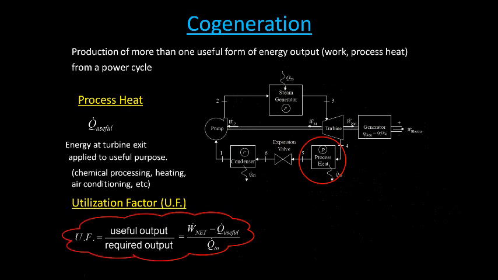So cogeneration, just making use of that heat that would normally go to waste, and the metric of how much utilization, how much efficiency we get out of using that process heat comes from our utilization factor.